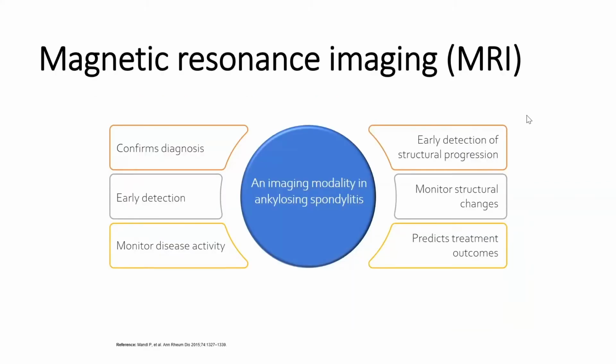So ultimately, to sum up with respect to MRI, it confirms the diagnosis, early detection, very early detection. It's useful to monitor disease activity, early detection of structural progression, monitor structural changes, and it predicts even treatment outcome. So the imaging of choice today throughout the world, even in India, is MRI of the lumbar spine and the pelvis or the sacroiliac joint. Next slide.